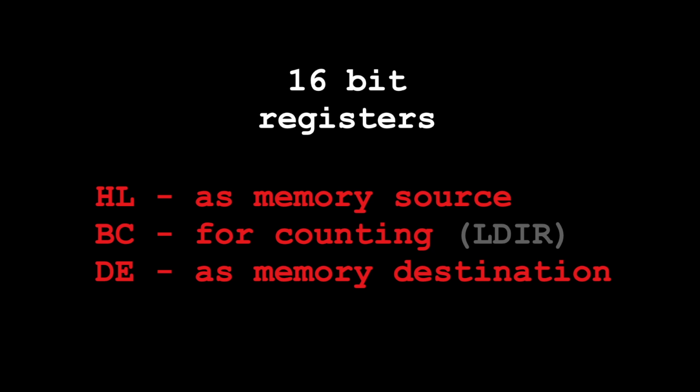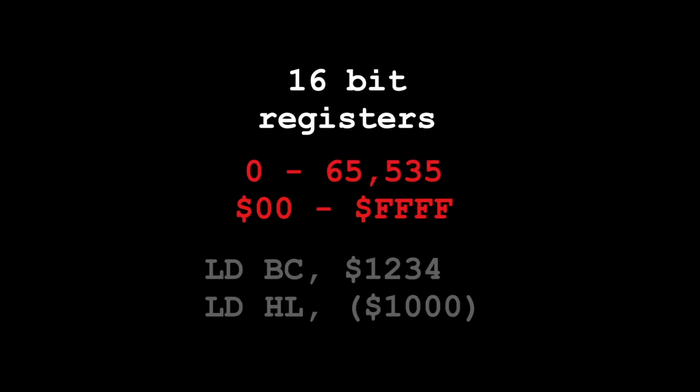With the 16-bit registers, the main three that you'll come across are HL, BC and DE. HL is often used as a memory source, although it can do some mathematical functions as well. BC is often used for counting, for example in the LDIR instruction, and DE is often used as a memory destination, but all can be used as general purpose numbers. 16-bit registers can contain any number from 0 to 65,535. That's FFFF in hexadecimal.